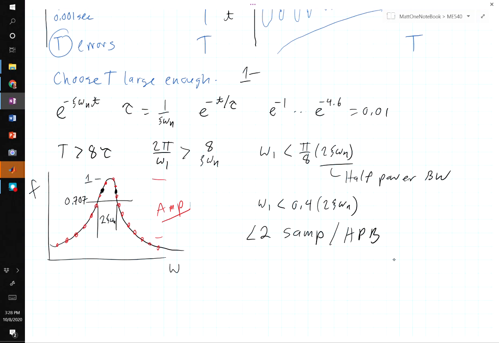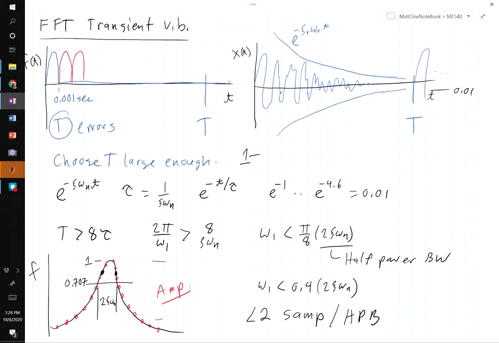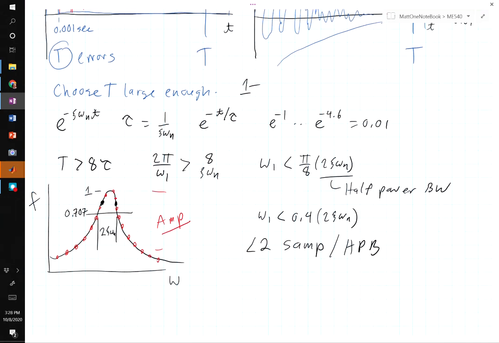I guess on the corollary, though, the pessimistic view is this is also an example of no free lunch, right? In the time domain, you have to sample for a long time to see signals decay away. If you go to the frequency domain, you don't escape that, right? There's no way around that problem.